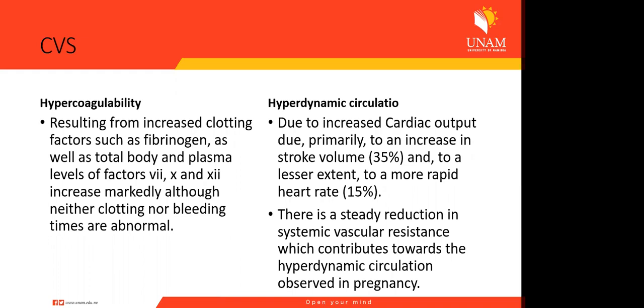A pregnant woman has what we call hyperdynamic circulation, and this is due to increased cardiac output, primarily due to an increase in stroke volume, like I mentioned before, and to a lesser extent by the heart rate. There's a steady reduction in systemic vascular resistance. This is due to the effect of progesterone, and this contributes towards the hyperdynamic circulation observed in pregnancy. So if you are asked during orals what the factors are that contribute to hyperdynamic circulation of pregnancy: increased cardiac output and reduction in systemic vascular resistance.